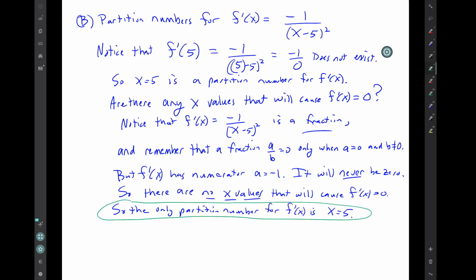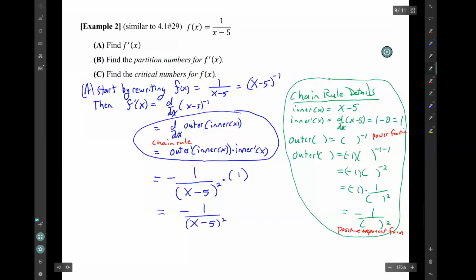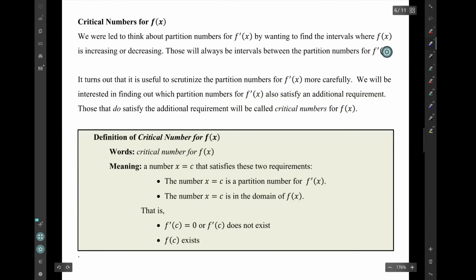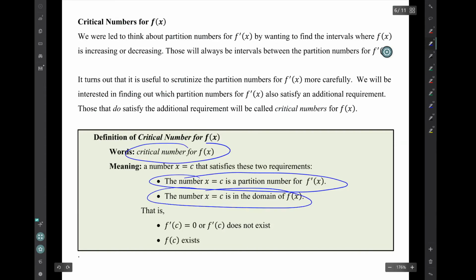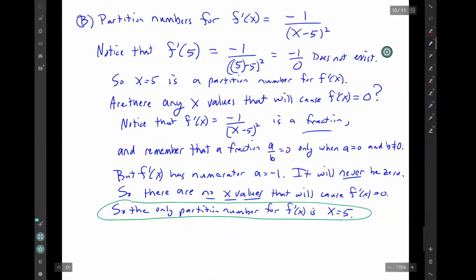All right, let's go on. There's a part C. Remember, part C is to find the critical numbers for f of x. Well, let's remember what those are. A critical number for f of x is a number that's a partition number for f prime and is also in the domain of f. Well, notice that we found a partition number for f prime. It's this green number, x equals 5. Now the question is, is that in the domain of the function f of x?